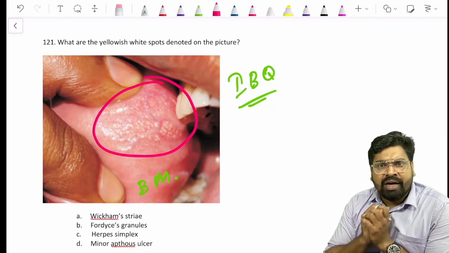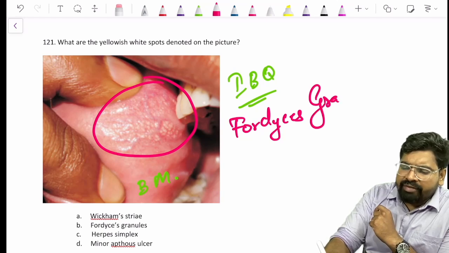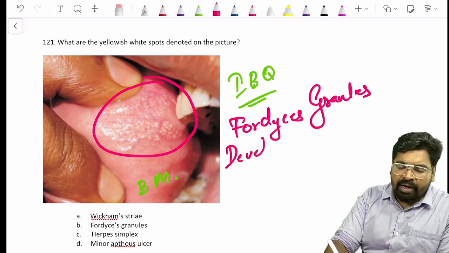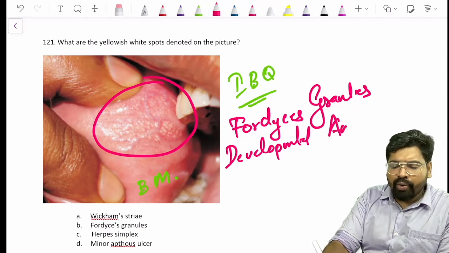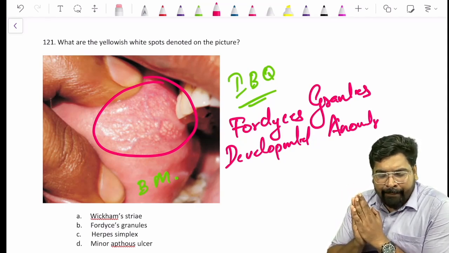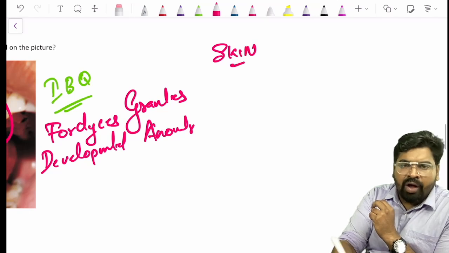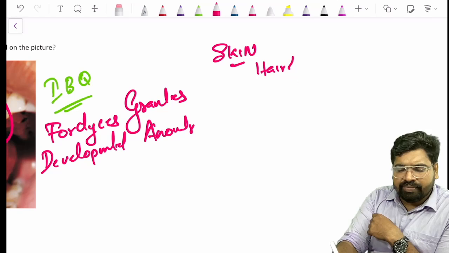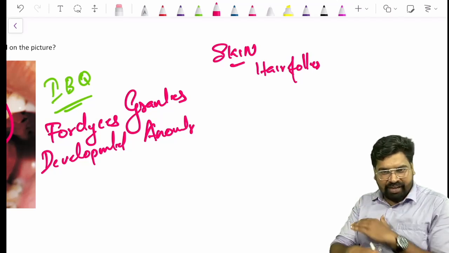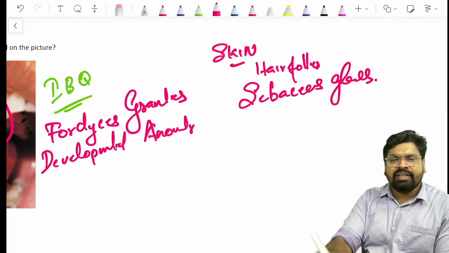These yellow spots are nothing but Fordyce's granules. Now, what are Fordyce's granules? This is a developmental anomaly. How can you say it's a developmental anomaly, and what is it actually? You have skin on your body, and on the skin you have hair follicles. And what keeps the skin moist and waxy? You have sebaceous glands, which are seen over your skin.